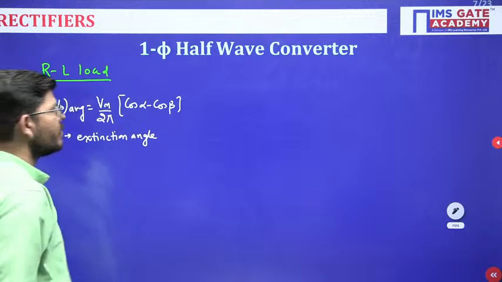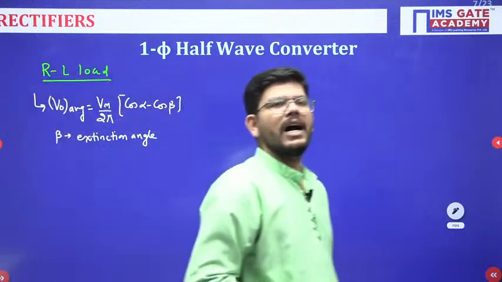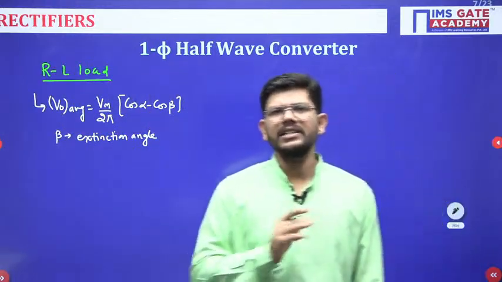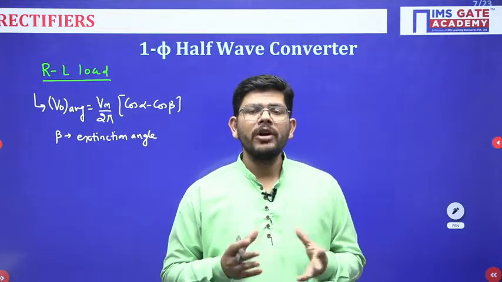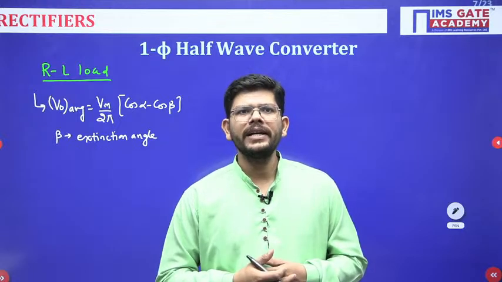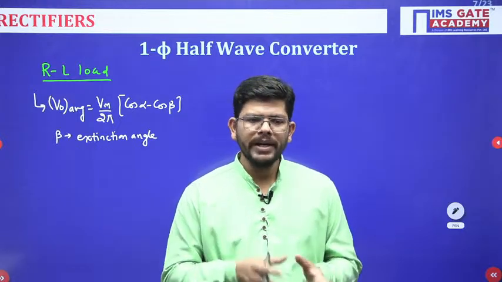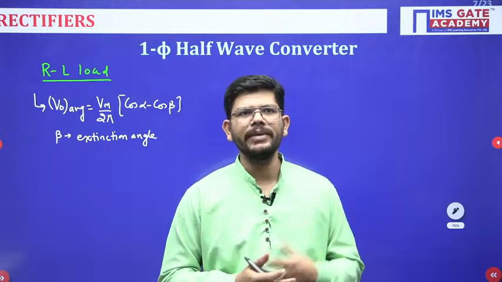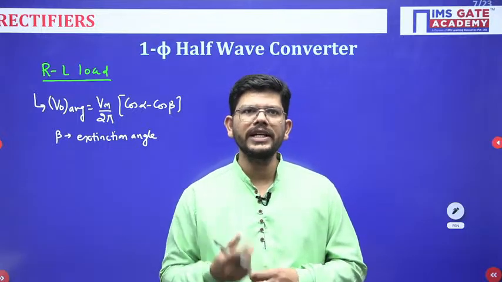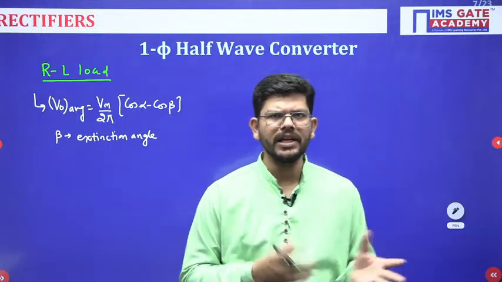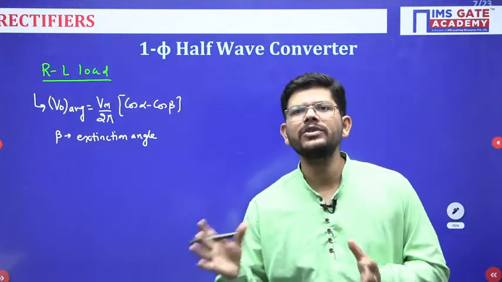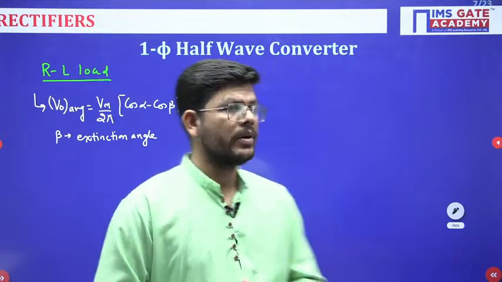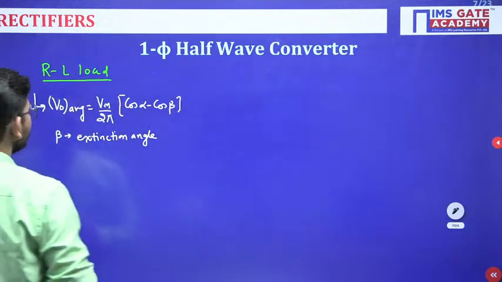So what is this extinction angle? After pi a negative cycle starts, so the switches must be off. But the inductor will not allow the current to change immediately, so it follows the input voltage until the inductor releases its energy. That concept you know. The duration by which it has extended is called the extinction angle, so beta is the extinction angle here.